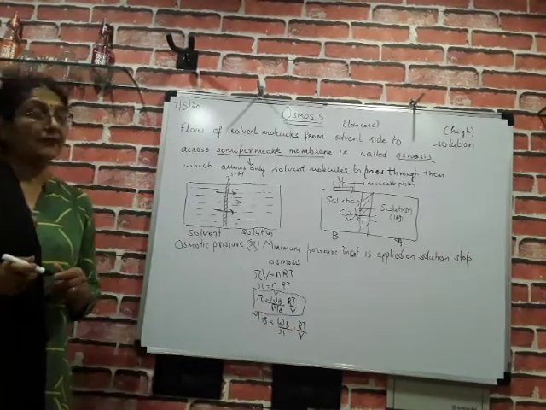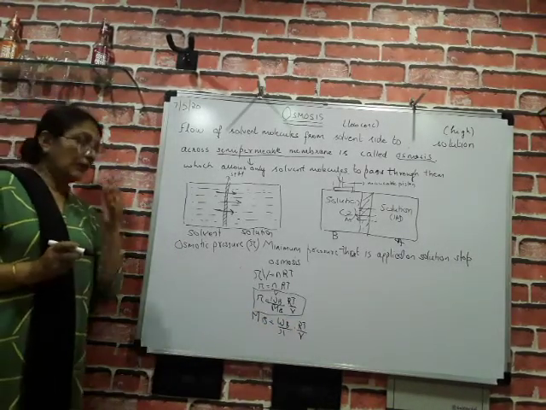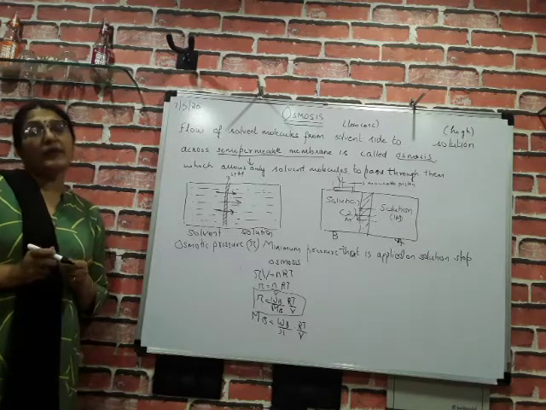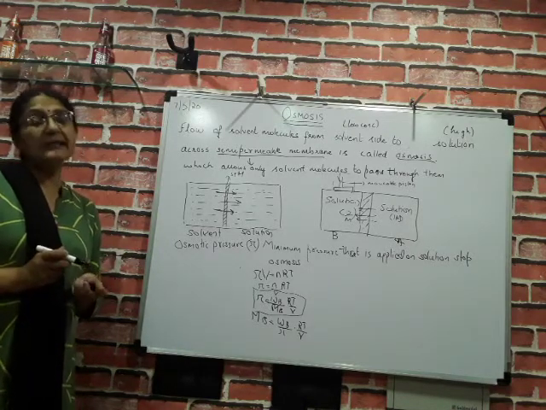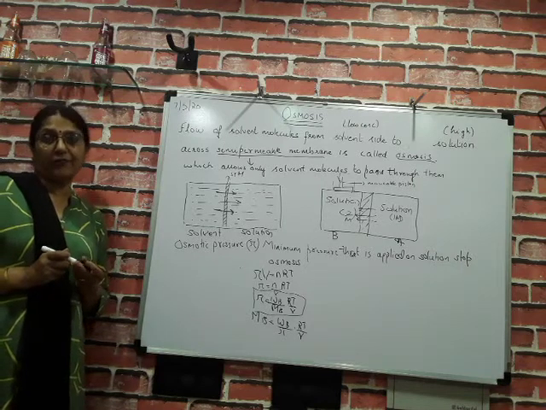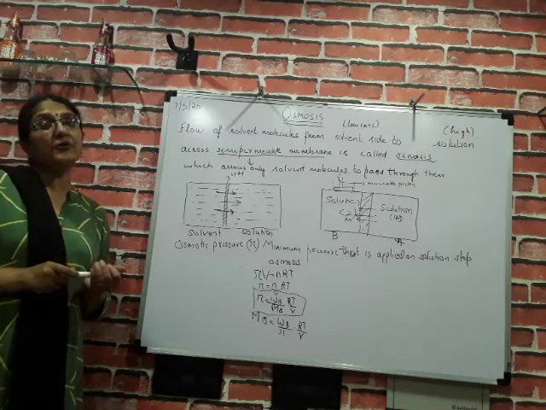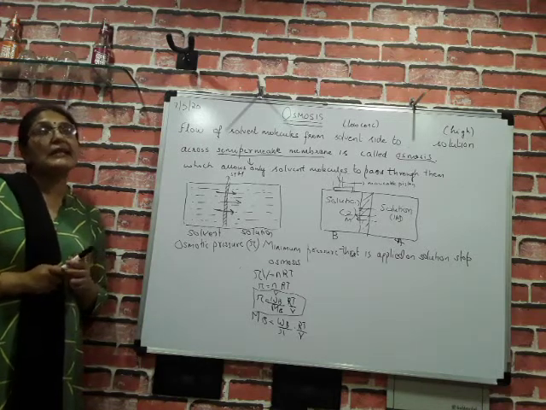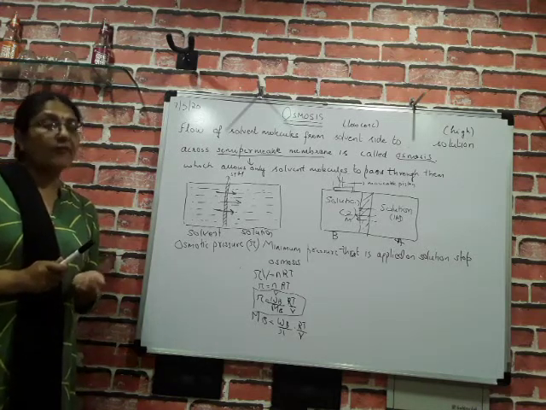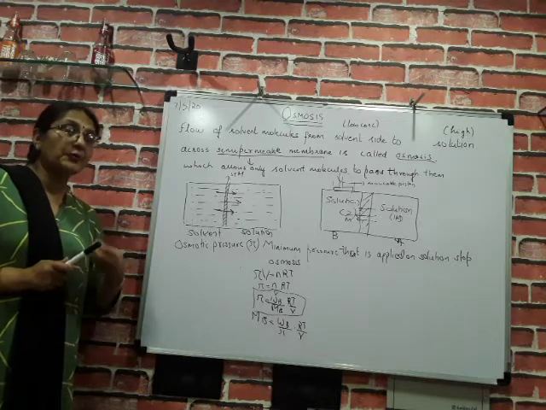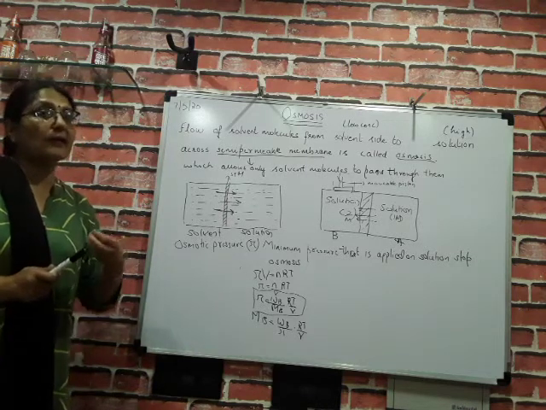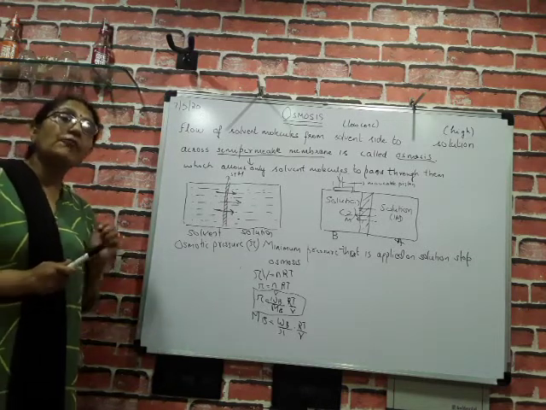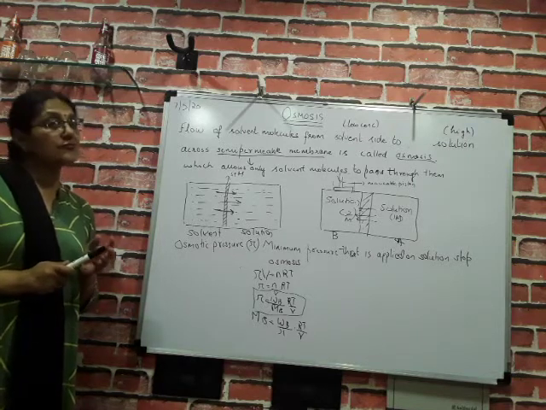And I have given in the numerical assignment a numerical which says: what is the osmotic pressure of 5% urea? Now students, by 5% urea you understand that 5 grams of urea has been dissolved in 100 ml of solution.